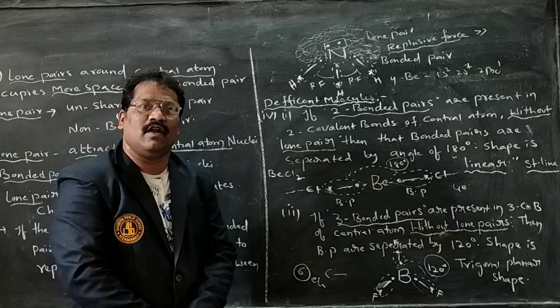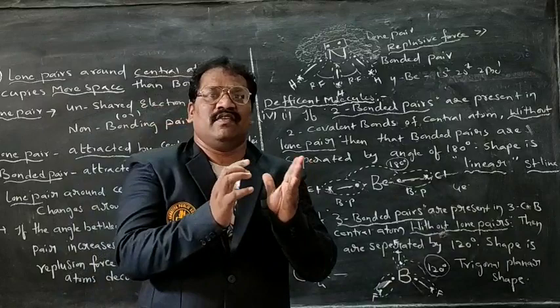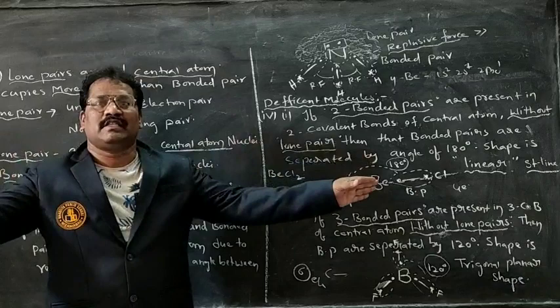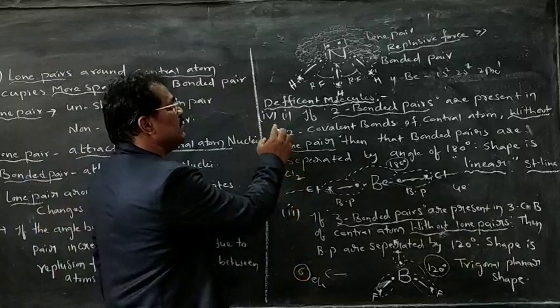Therefore, molecules which do not have an octet configuration and have fewer electrons, where all electrons are participating in bond formation and there is no unpaired electron, we call those molecules deficient molecules. These are the two points of this particular concept.